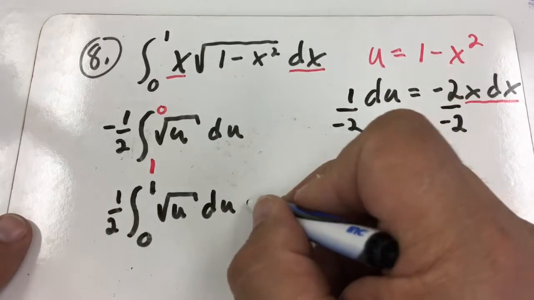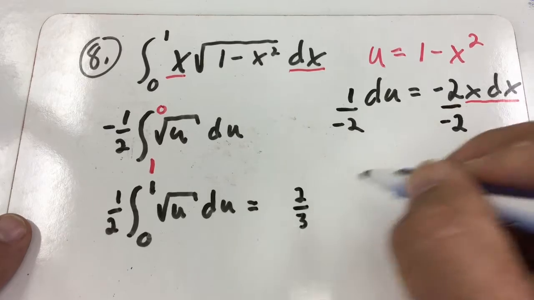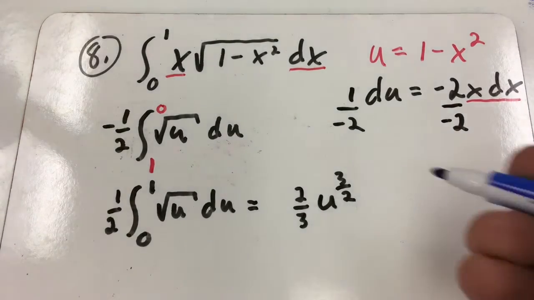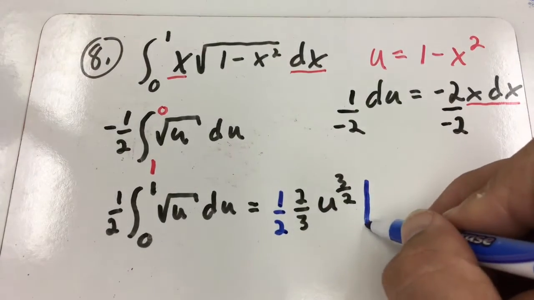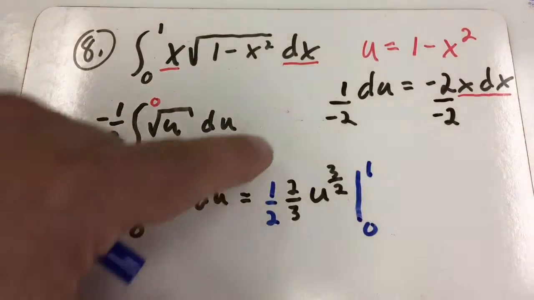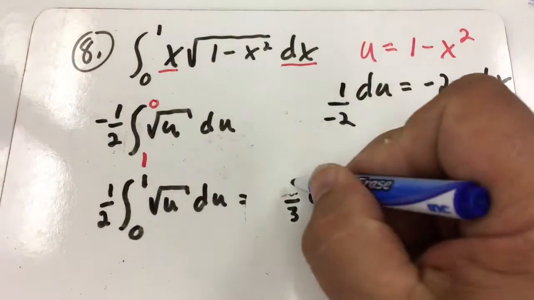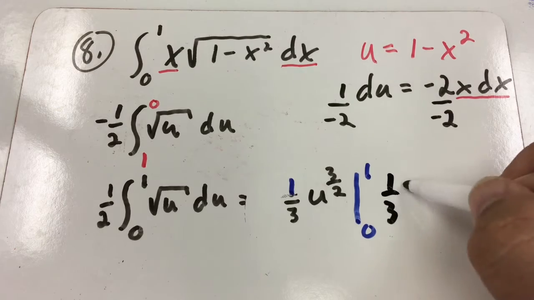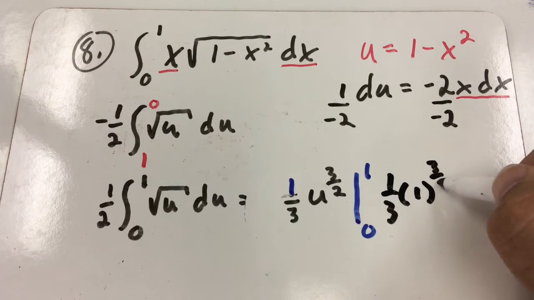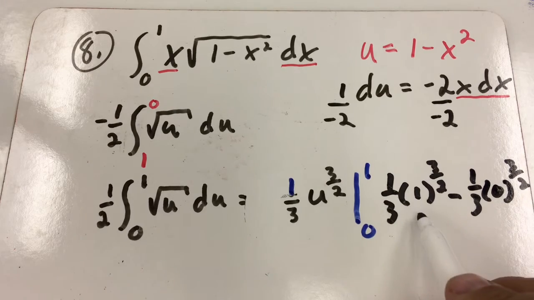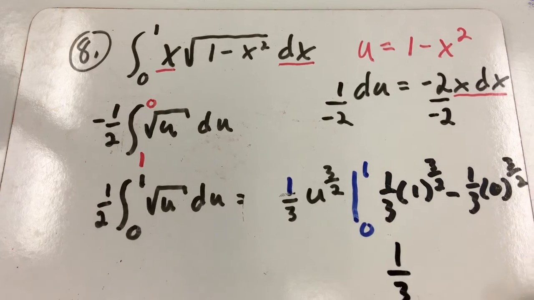The antiderivative of square root of u is going to give me 2/3 u to the 3/2. Don't forget the 1/2 is out front, so I have to bring that 1/2 over. Leibniz notation from 0 to 1. Not bad. Notice, the 2's will simplify, and this is just going to give me a 1/3 out front. So, 1/3 times 1 to the 3/2, minus 1/3 times 0 to the 3/2. That's going to give me 1/3 minus 0, or just 1/3 as my answer.